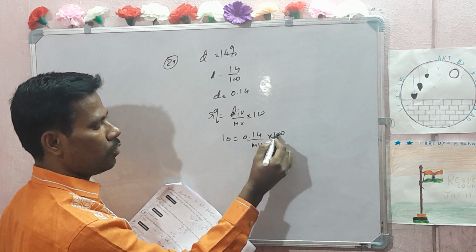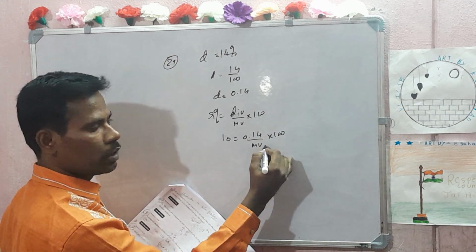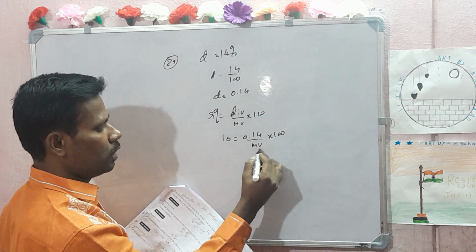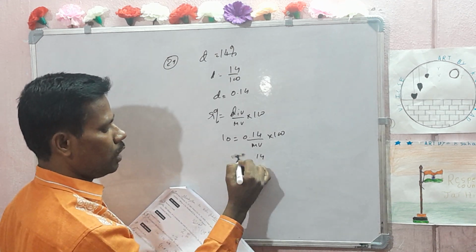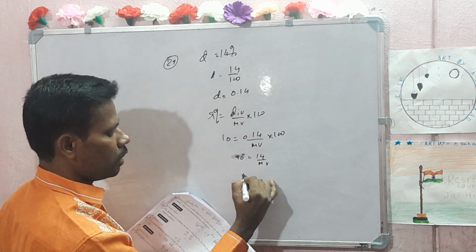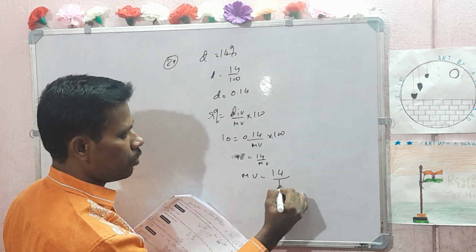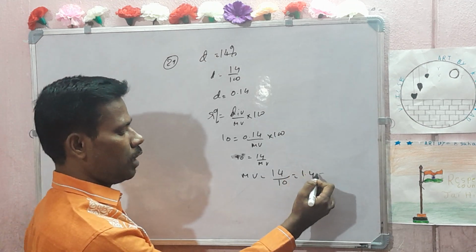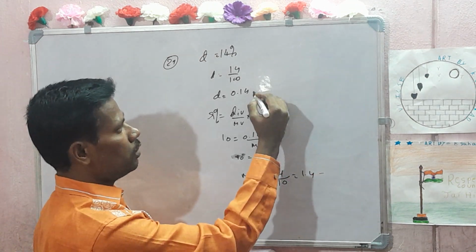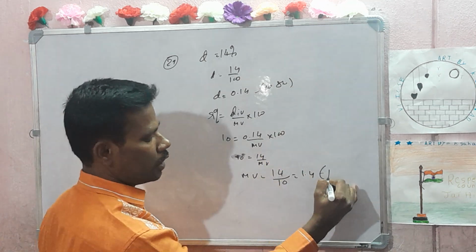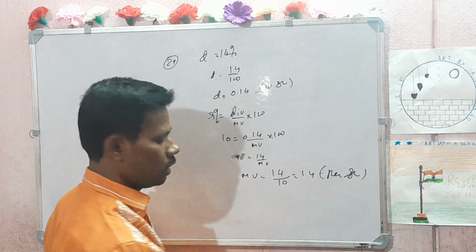So where will the point move? Here you are multiplying by 100. So 10 is equal to 14 by market value. So bringing this, market value is equal to 14 by 10, that is nothing but 1.4. This is per share; the market value is per share. If you want, you can write in brackets, per share.